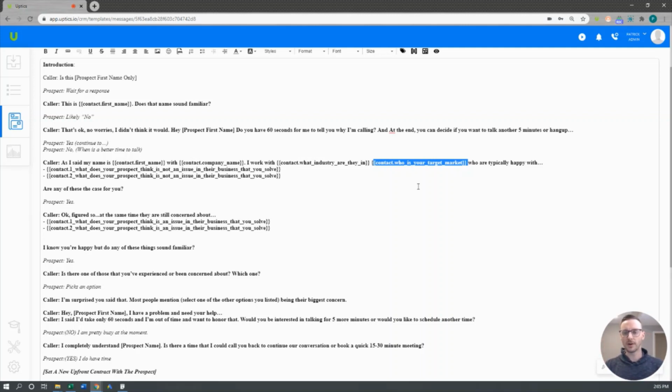So, "Hey, I work with bar and restaurant owners who are typically happy with," and then you're going to insert a couple of these, 2 to 3, but you're going to insert what your prospect doesn't think is an issue in their business that you solve. So for instance, our prospects for Upticks probably don't think that their current sales process, or the way they're managing their sales process, especially scaling it up and automating, is a problem, but it's something we solve.